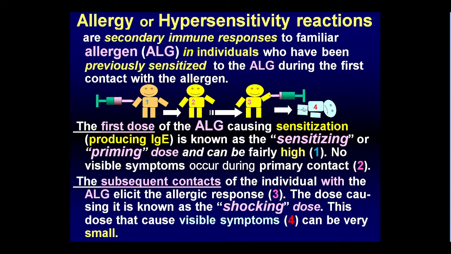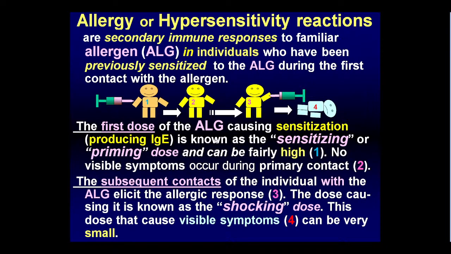Anaphylactic shock is the most dangerous clinical manifestation of allergy, which may cause quick death within minutes. So, allergy reactions are secondary immune responses to the same allergen. An allergen is an antigen specifically causing this reaction. It is a secondary response in individuals who have been previously sensitized, as in number 1, during the first contact with the allergen. So the first dose of allergen causes sensitization. Sensitization is a state of the person marked by numbers 2 and 3.